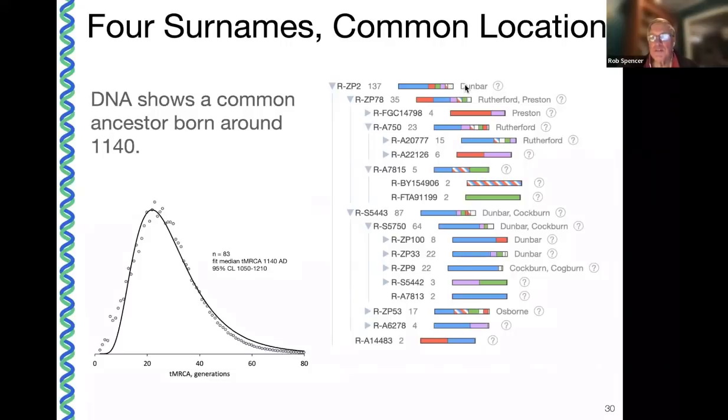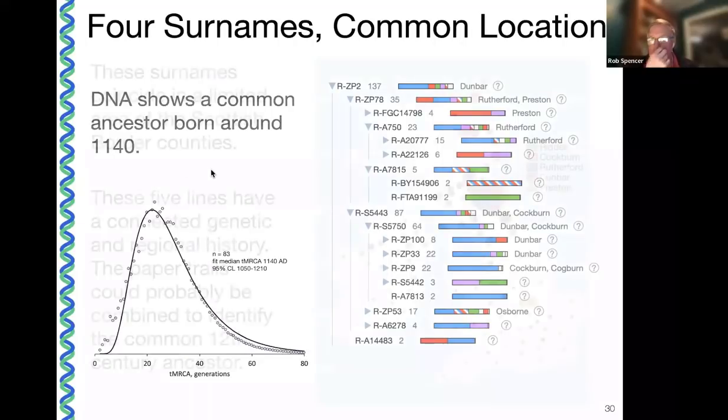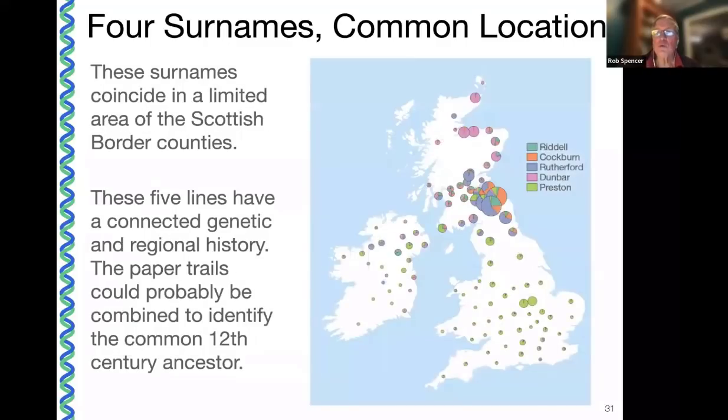So all these separate lines of Dunbars, Rutherfords, Prestons, not all Dunbars, but some of the Dunbars, remember, some of the Rutherfords, some of the Prestons, and we know which ones by DNA, all had a common ancestor around 1140 AD. We can do a little more. If we take all those names, and another one of my tools, cheesy advertising, it's all free.